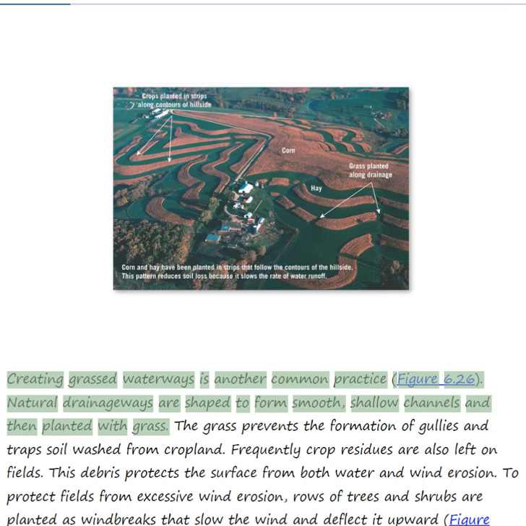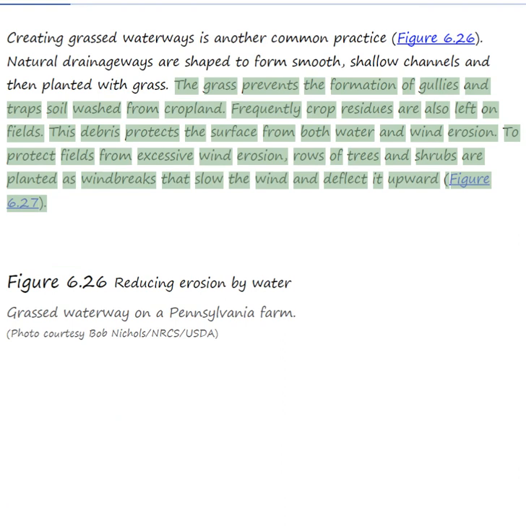Natural drainageways are shaped to form smooth, shallow channels and then planted with grass. The grass prevents the formation of gullies and traps soil washed from cropland. Frequently, crop residues are also left on fields. This debris protects the surface from both water and wind erosion.